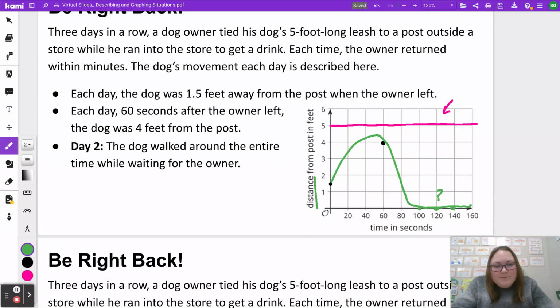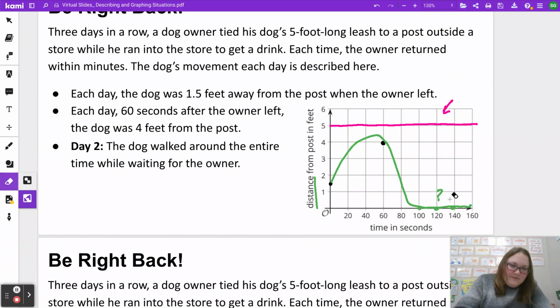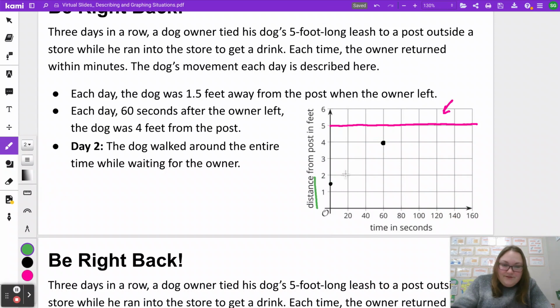That dog's not moving. If we want our dog walking around the entire time, I can't have something flat like this. I can't have that horizontal part of the graph because that shows the distance is not changing. The distance isn't going up. It's not going down. It's staying the same. And the distance can't stay the same if that dog is moving. So the problem with that graph was that second part. You could do something like this.